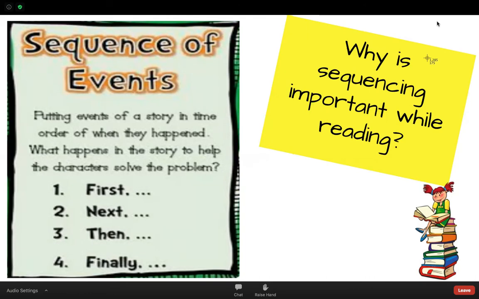Excellent. Well, here's a question that I have for you. Why is sequencing important while reading? Why even bother? Why can't I just read the story without worrying about sequencing? What do we think? Any ideas? Let me know in the chat. River, go ahead. What's your question?